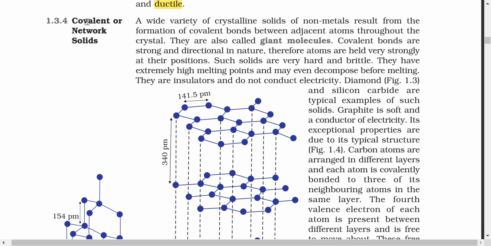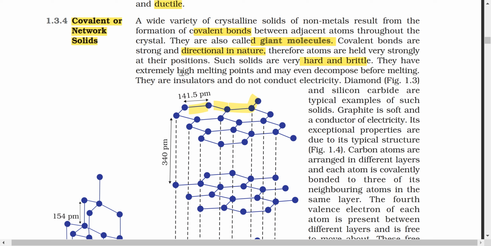अब कोवलेंट सॉलिड्स, कोई नेटवर्क सॉलिड्स यहाँ पे बोला है. A wide variety of crystalline solids of non-metals result from the formation of covalent bonds between adjacent atoms throughout the crystal. ठीक है? अब atoms के बीच में क्या है यहाँ पे? These are all covalent bonds. They are also called giant molecules. Covalent bonds are strong and directional in nature. Therefore, atoms are held very strongly at their positions. Such solids are very hard and brittle.